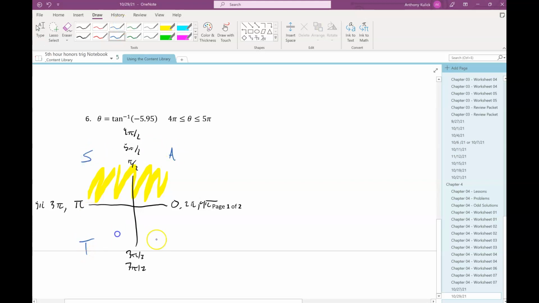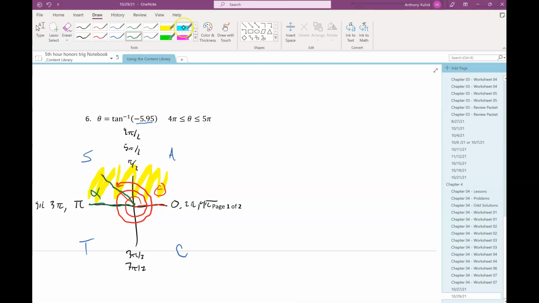All silly turtles crawl. So looking at quadrants 1 and 2, tangent can be negative only in the second quadrant. So I'll draw my standard position angle here for theta. So far, so good? Okay. The alpha then is going to be this angle here, formed between the terminal side and the x-axis. Okay with that?